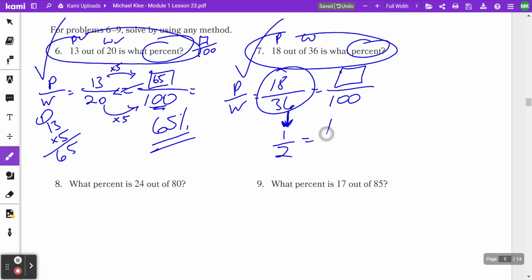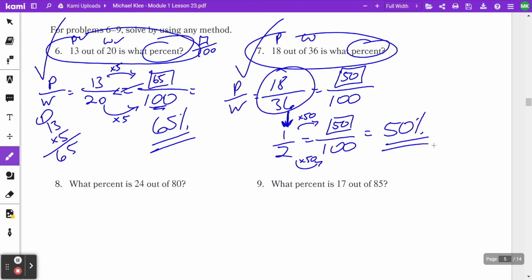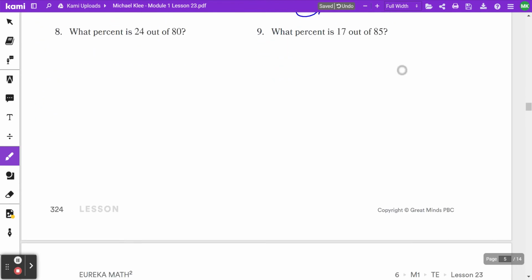So I'm going to use that. Watch this. Aha, times 50. Look at that. Times 50. Well, what's 1 times 50? Well, 50. All these 50s, since it's over 100, I now have 50%. There it is. All right, pretty cool.